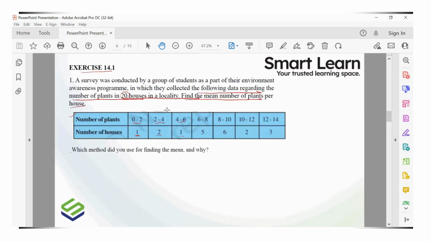In this question, a survey was conducted and the following data regards the number of plants in 20 houses in a locality. Find the mean number of plants. Children, here we can use the direct method, assumed mean method, or step deviation method. Mostly the preferable one is the step deviation method. But if the values are small, then we can use the direct method. Here the values are very small, right children? So we will use the direct method.